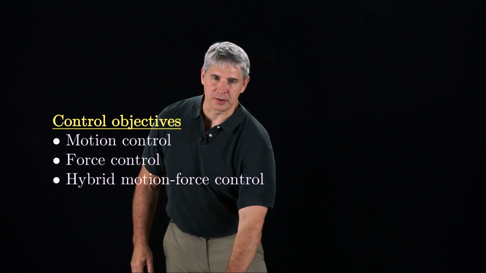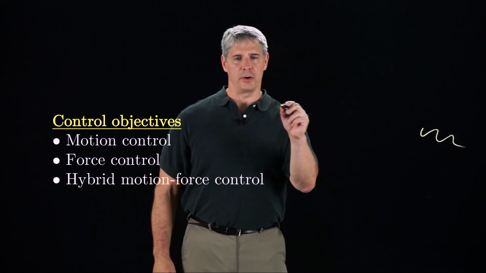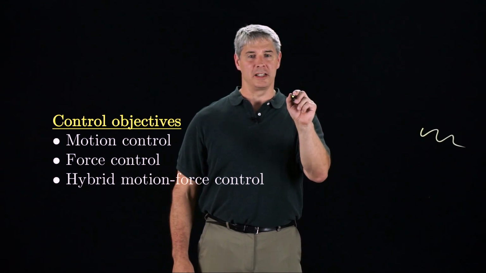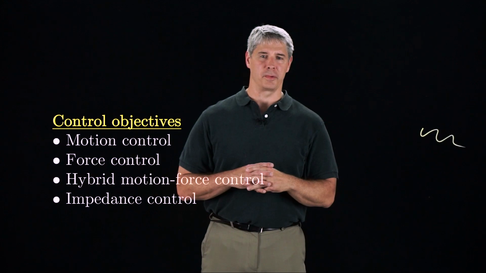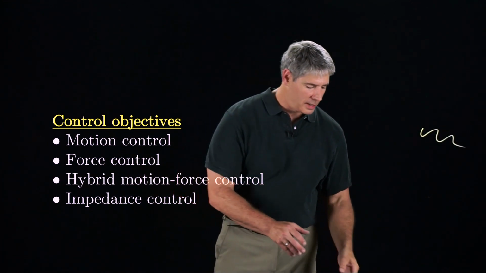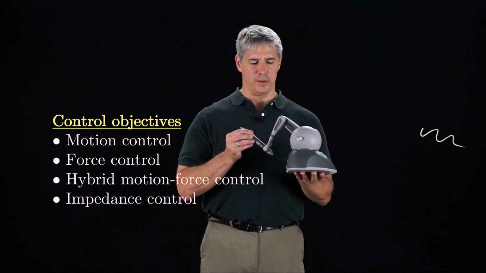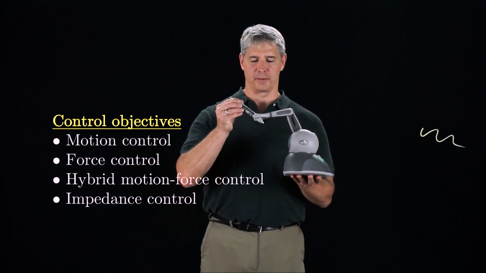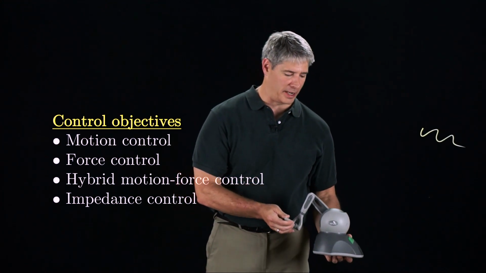Hybrid motion force control, as when writing on a board. You control the motion in the plane of the board, but the force into the board. And impedance control, as when a robot is used to render a virtual environment. In this case, the user grabs the end effector of the robot and moves it around to explore objects in a virtual world, which could be displayed to the user as masses, springs, or dampers.